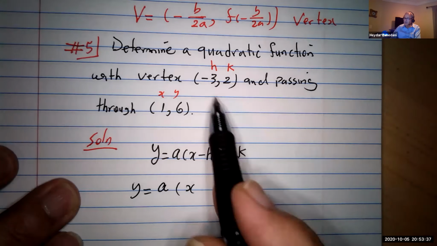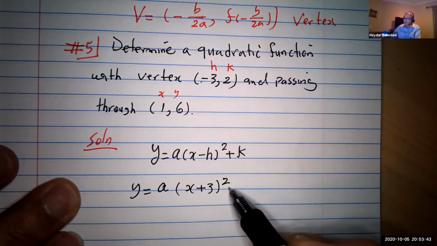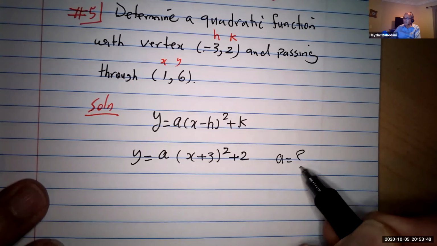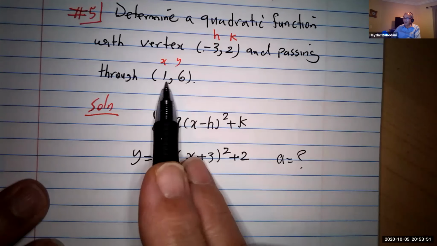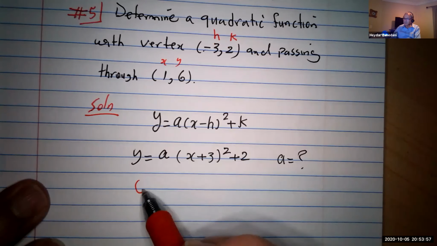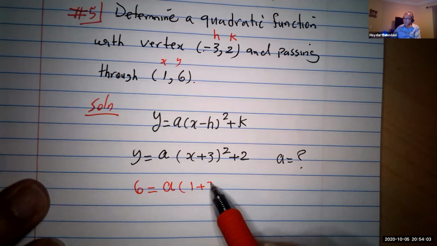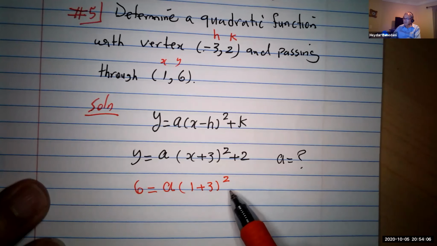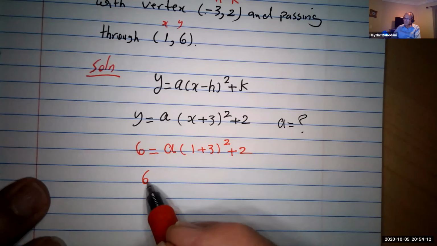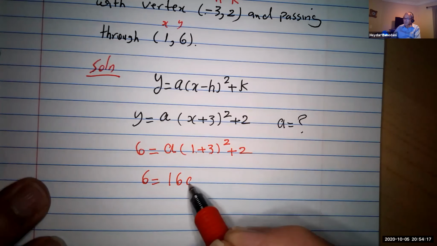It's going to be x minus h, so we get a positive 3, all squared plus k, which is 2. You see, substitute for the h and the k. A is missing. So now you bring that x and the y that you have, 1 and 6. If you substitute, it's going to be 6 equal to a, the missing one, times (1 plus 3) all squared plus 2. 1 and 3 would be 4. 4 squared would be 16. It's 16a plus 2.